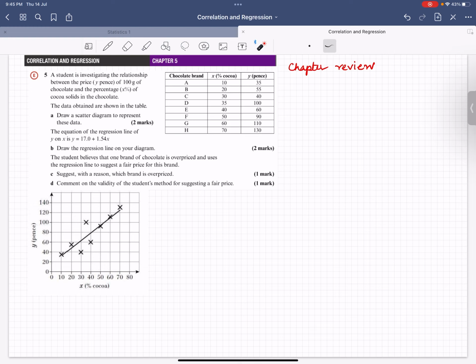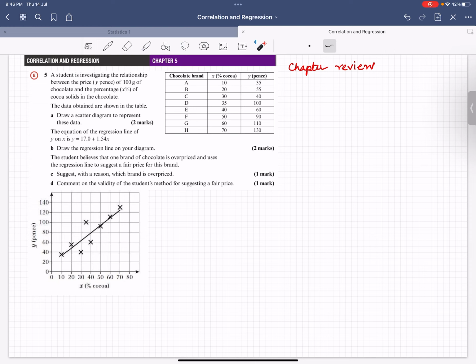Let's observe a few values. For example, when the percentage of cocoa is 10%, the price is 35 pence. So this is the data entry. On the x-axis, we have percentage as 10% cocoa, and on the y-axis, we have 35 pence as its cost. Let's look at one more data entry, 70 and 130. So when the percentage of cocoa is 70, the cost of the chocolate is 130 pence, which is this cross. So that was for the scatter diagram.